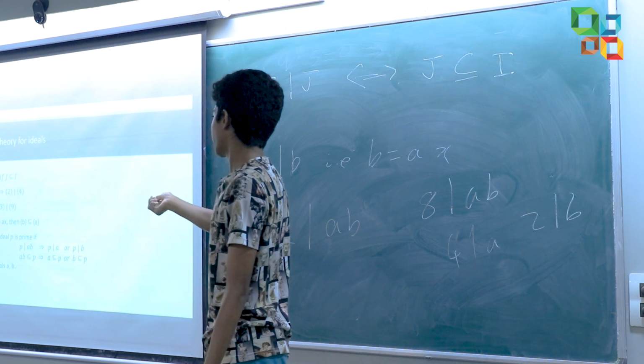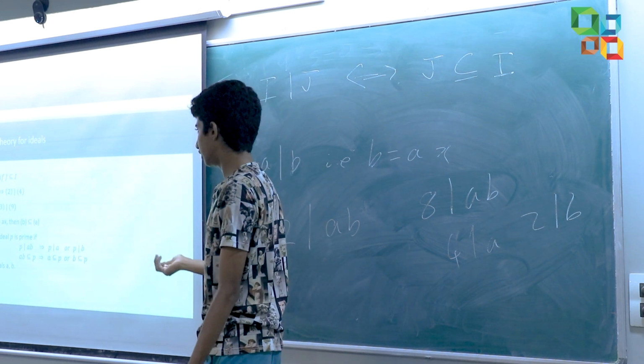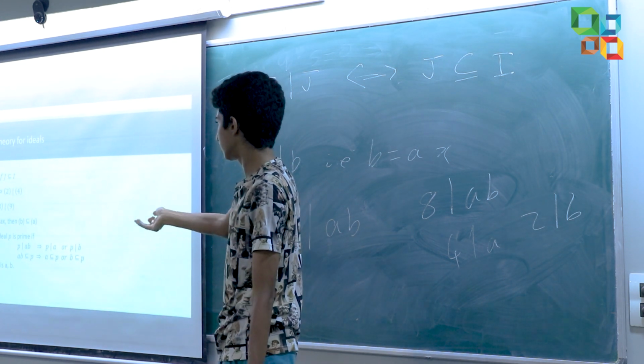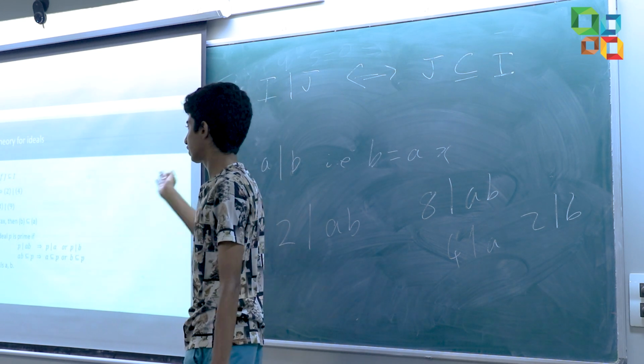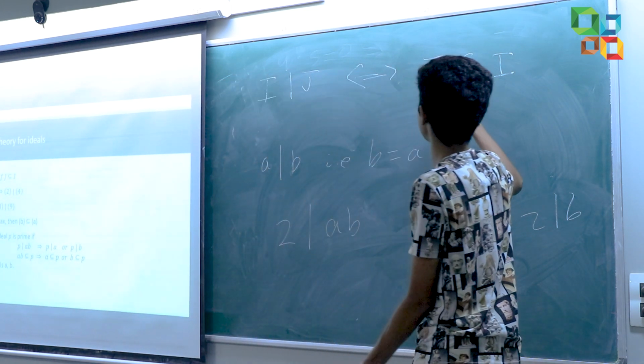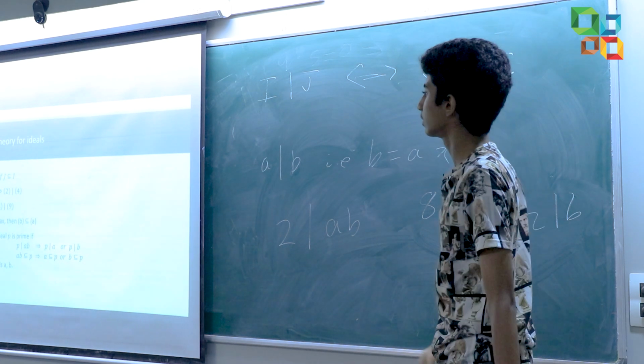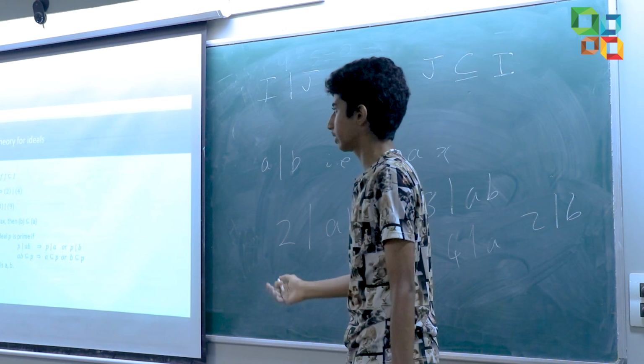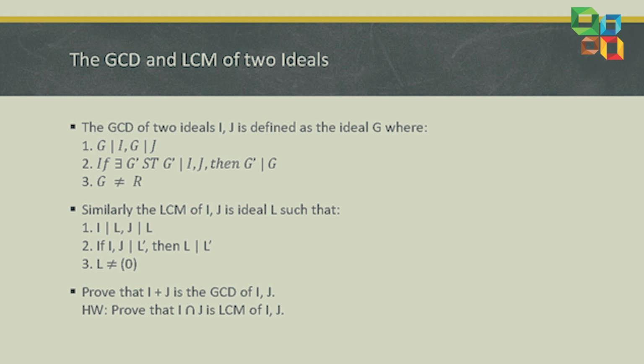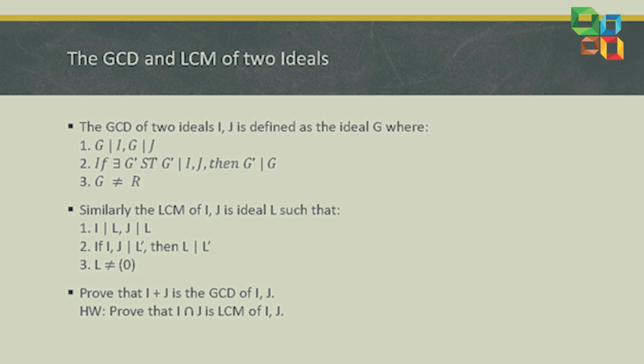So P divides AB implies P divides A or P divides B. That is the definition for prime ideal. And equivalently, using the set theory subset definition, I have written down there. Okay, next slide. Now we get to some interesting exercise.